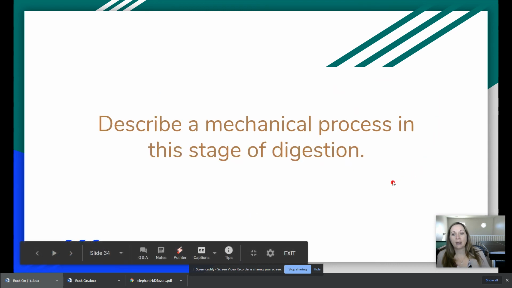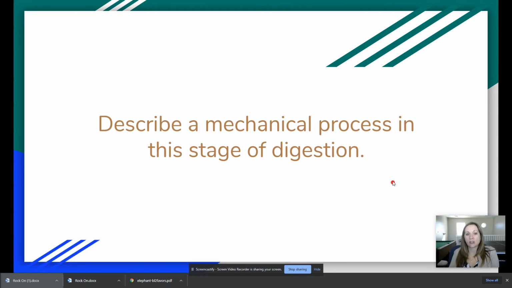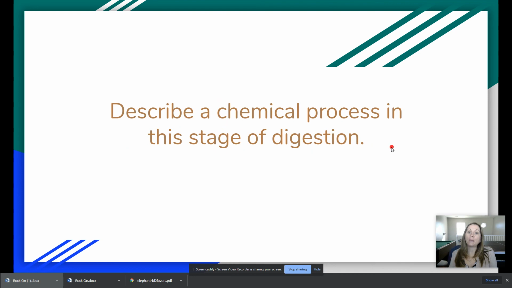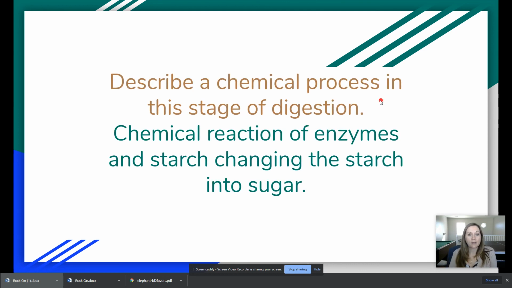So describe a mechanical process in this stage of digestion. What is happening mechanically to your food? Well, that would be breaking down of the food into smaller pieces. That's done with your teeth as you chew. And then the chemical process in this stage of digestion would be the chemical reaction of the enzymes and the starch, changing the starch into sugar. And those enzymes come from your salivary glands, remember, under your tongue.